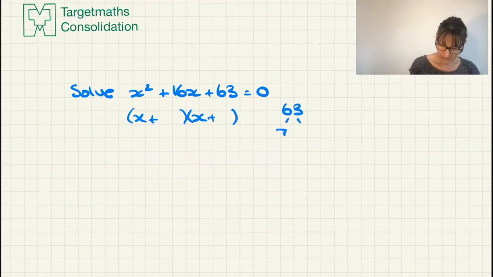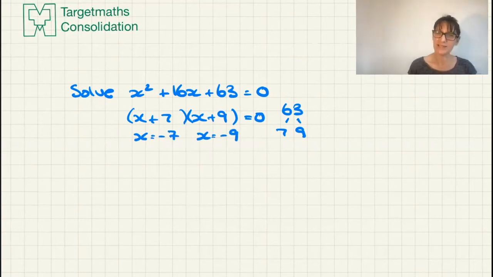63, 7 and 9 make 63. They're both positive, so I can just chuck them in. Doesn't matter if you did them the other way round. We're solving this, so I've got to get each bracket to equal 0. So the x in here will need to be -7, and the x in here will be -9. And that is the answer to that question.